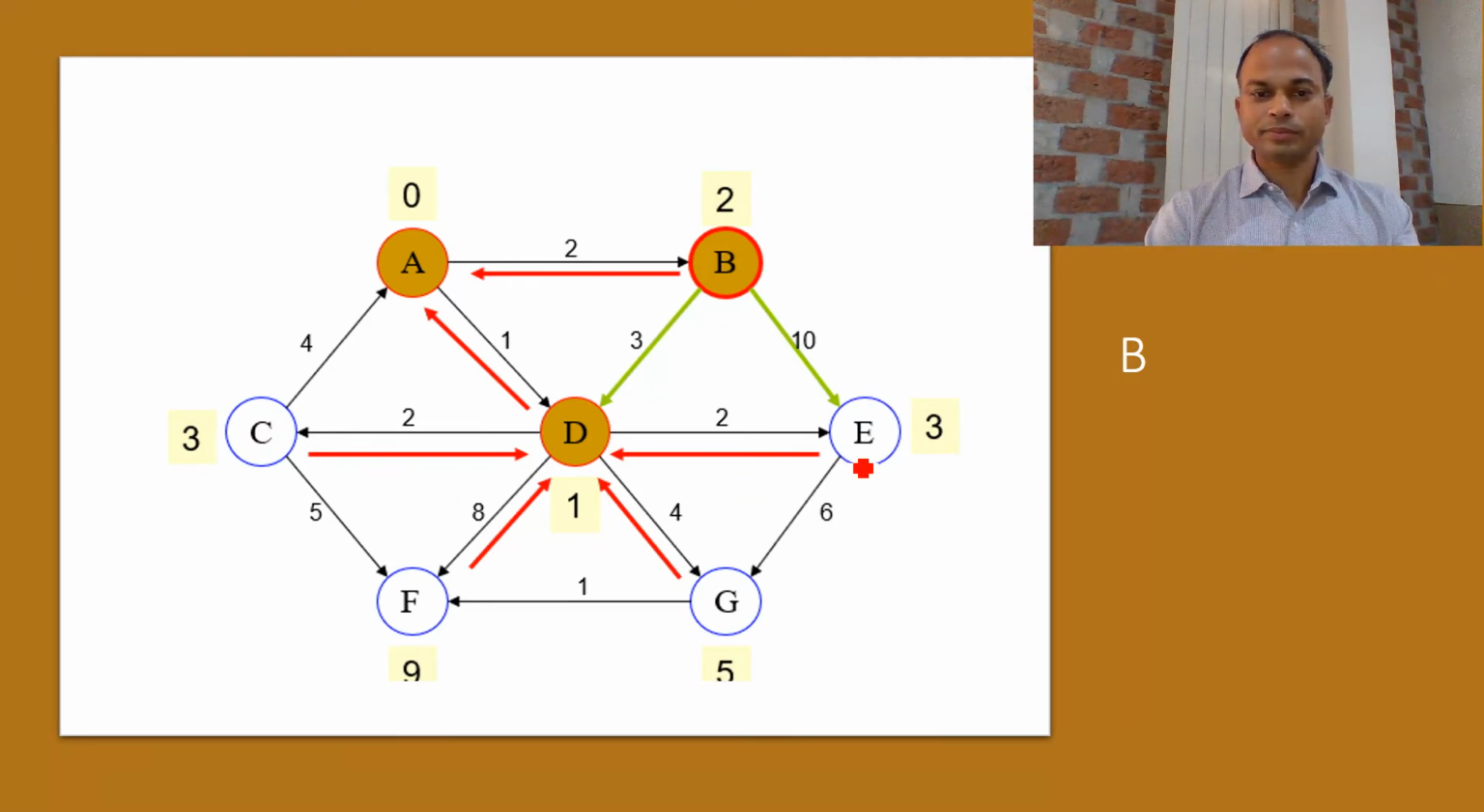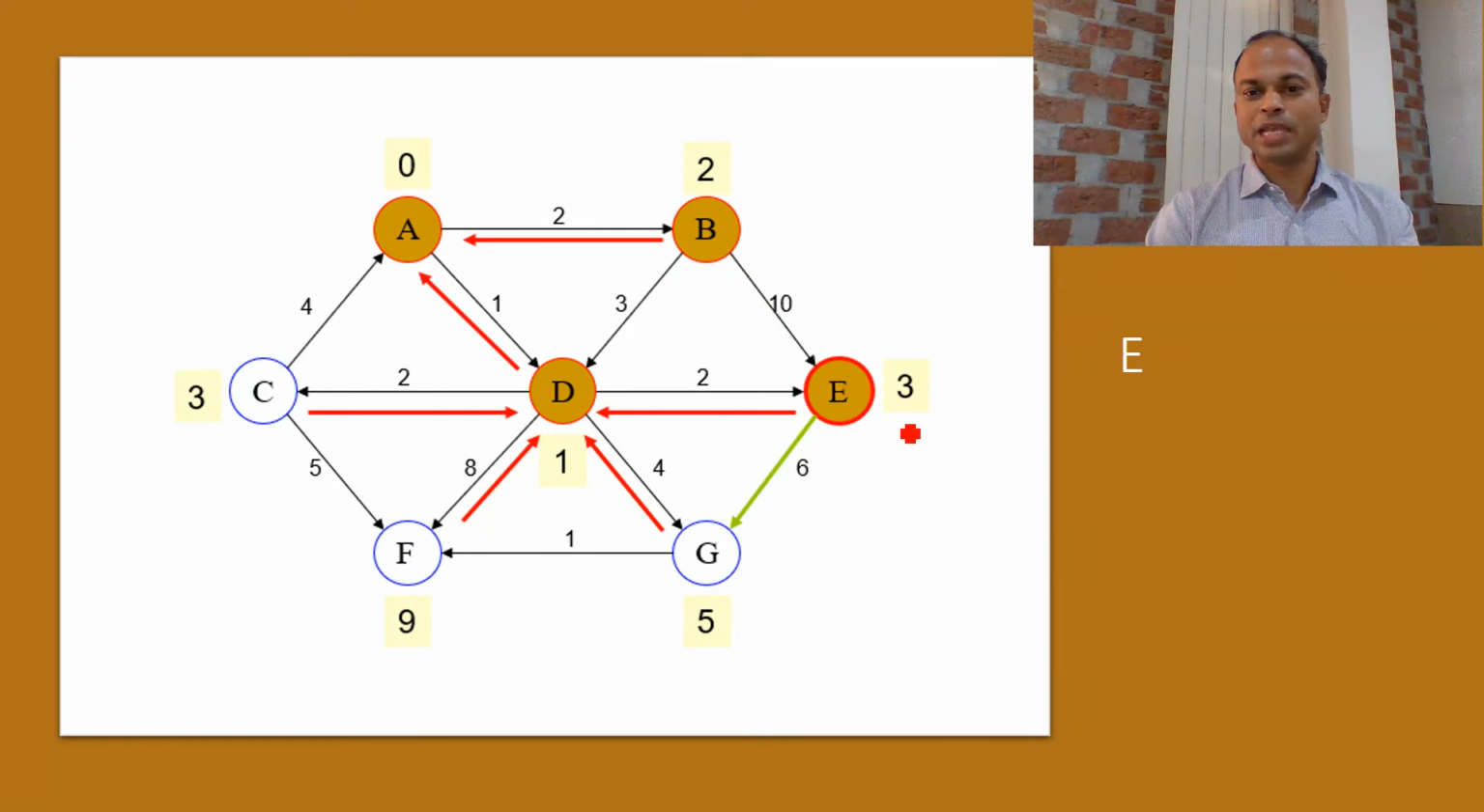Now, distance from A to E is 3. Distance from A to C is also 3. Distance from A to F is 9. Distance from A to G is 5. Minimum values are E and C. We can take any node. Here we have taken E. We may also take C. Choice is ours. For example, we are taking node E.